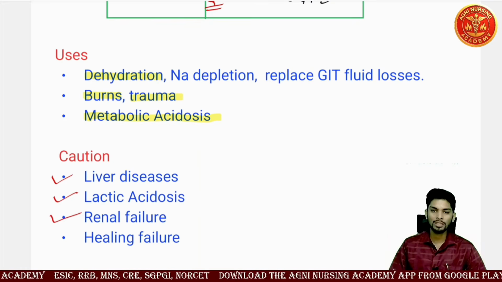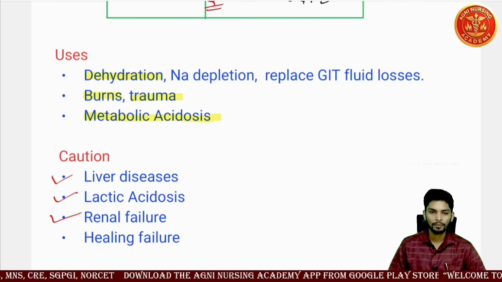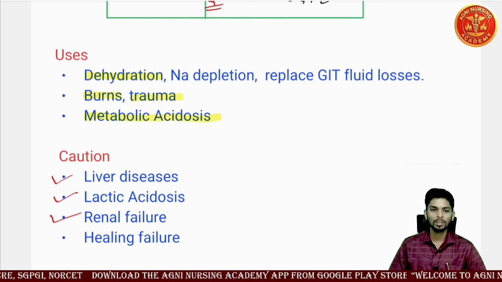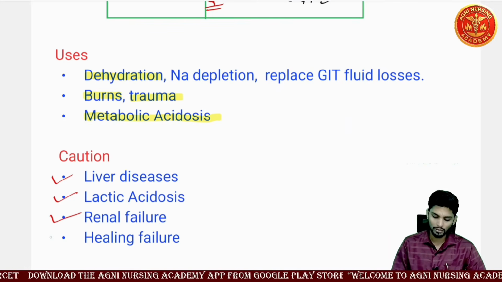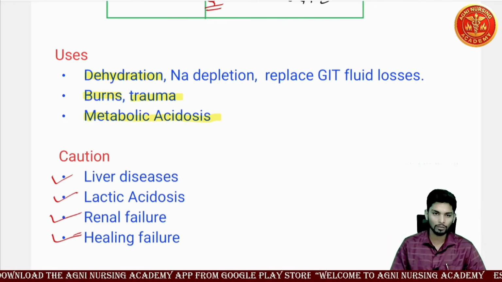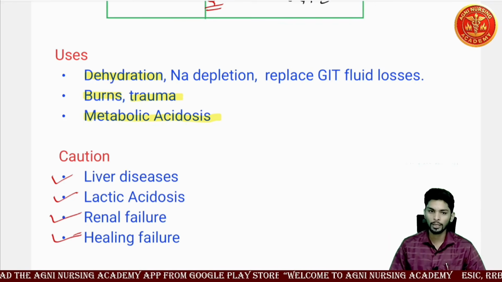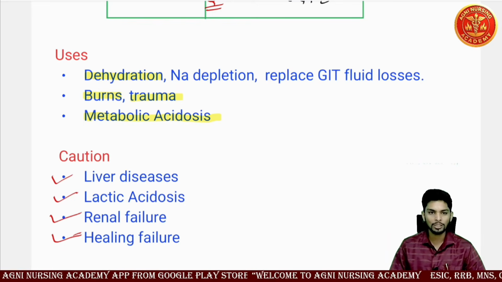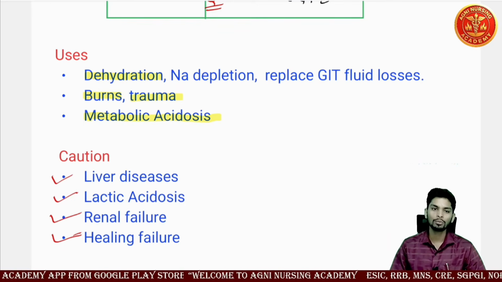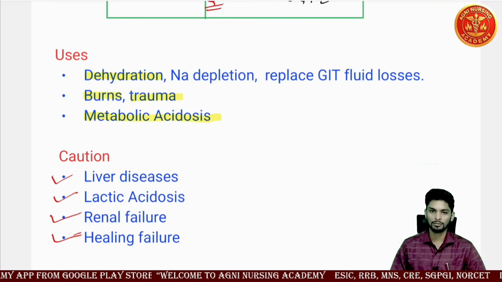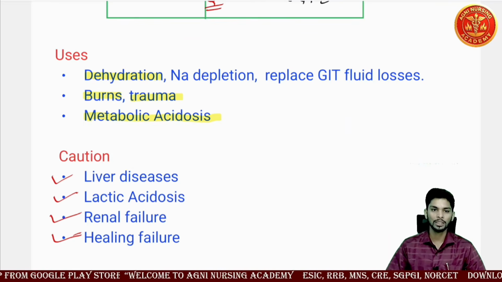The patient who has healing problems, that is healing failure. What are those patients? The case of gangrene, the case of diabetes. These patients have problems in the healing process, so we will not give ringer lactate solution, or we will give it with caution. So liver diseases, lactic acidosis, renal failure, and healing failure patients: in these cases, we will give ringer lactate with caution. These are all the cautions.